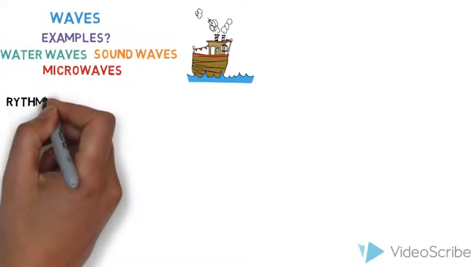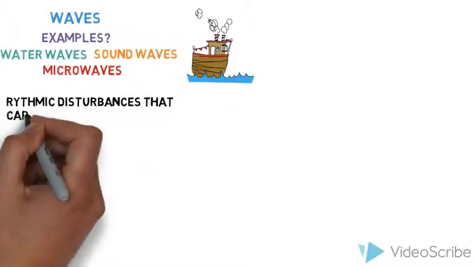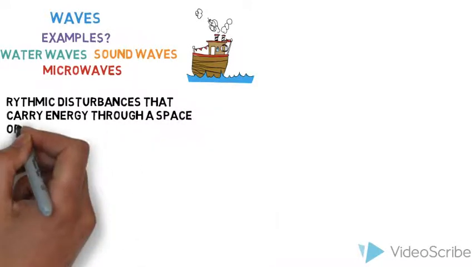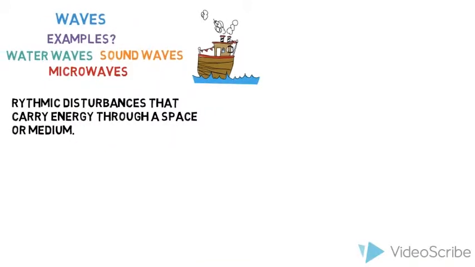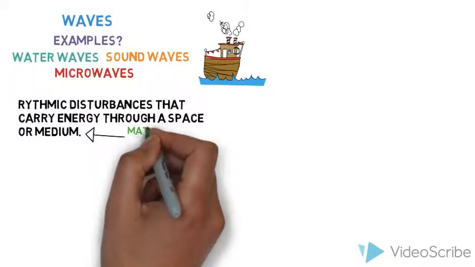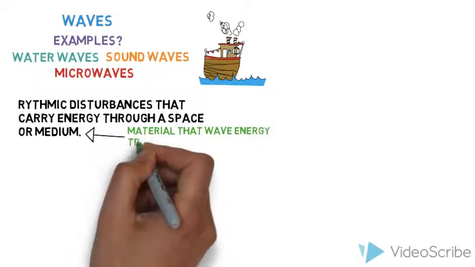Waves are rhythmic disturbances that carry energy through matter or space. Water waves transfer energy through water. Earthquakes transfer energy in powerful shock waves that travel through the earth. Both types of wave travel through a medium. A medium is a material that wave energy travels through.